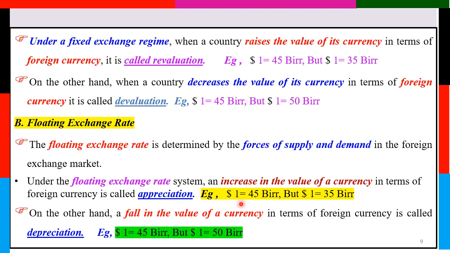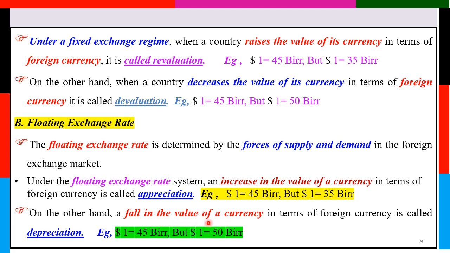Again, let us assume nowadays $1 US is around 45 Ethiopian birr. And the Ethiopian government wanted to what? Appreciate or encourage the Ethiopian birr to buy something. $1 US is converted into 35 Ethiopian birr. So the ability of the Ethiopian birr to buy something is now increasing.